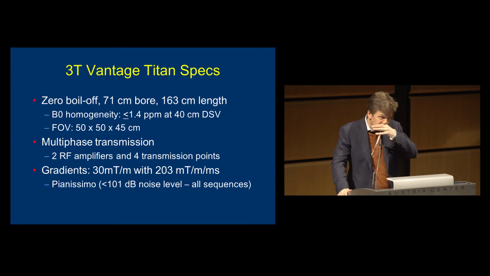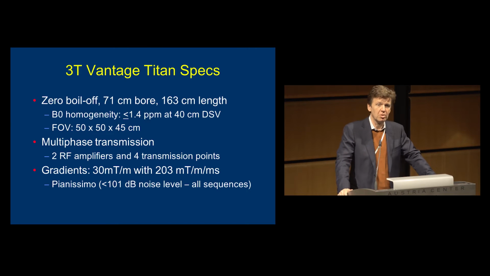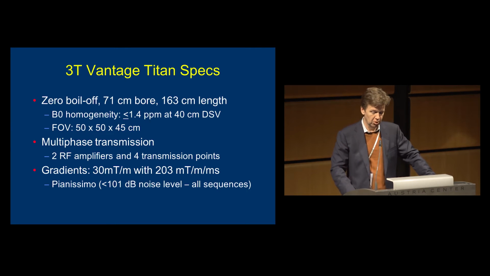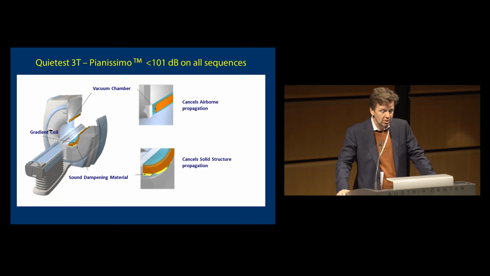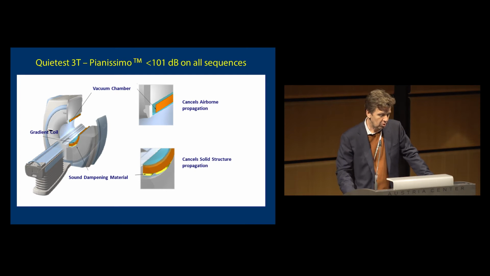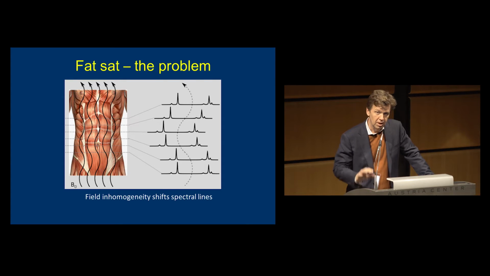rate. And what is a particular feature of the Toshiba systems in general, but also for the 3T, is the relatively low noise level, which is maintained through all sequences. So not for specific sequences, but for all sequences. And it has to do with the design of the gradient system, where the gradient coils are put in a vacuum chamber and also have some sound dampening material. And so the vacuum chamber cancels airborne propagation of waves, and the solid structure cancels direct propagation. So together you get a relatively quiet system, independent of the type of sequence that you run.